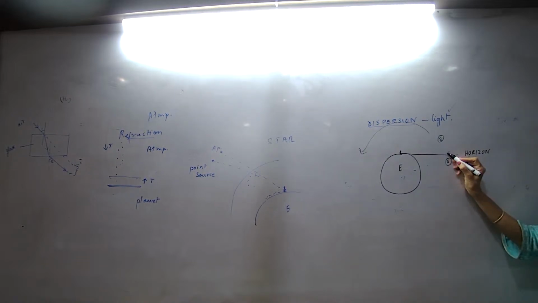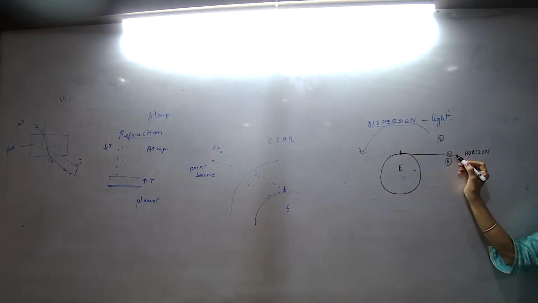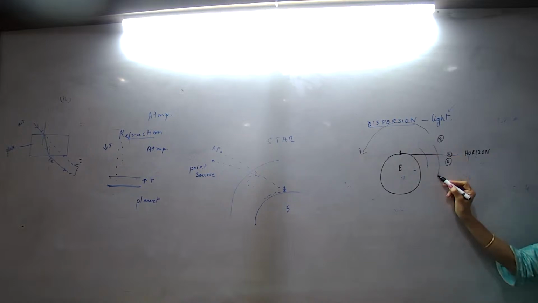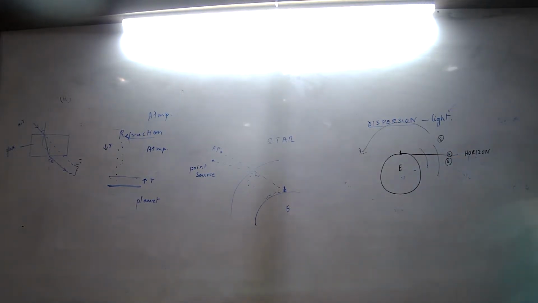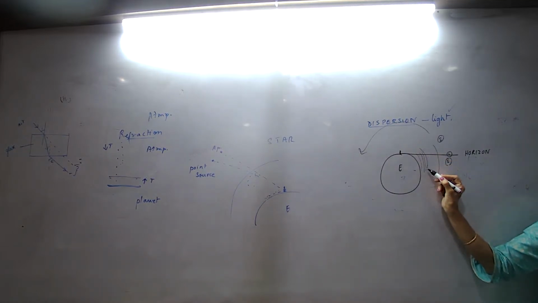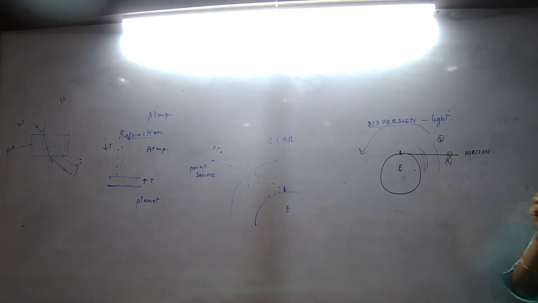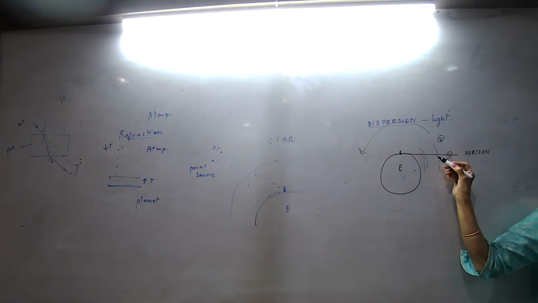When it comes near the horizon, a person here will be able to see. But actually speaking, what happens is because of the presence of the atmosphere, and just as we have spoken here, the layers of atmosphere do not have the same refractive index. These layers, which are closer to the earth, are much more denser as compared to the layers which are away from the earth. So the light which is coming from the sun keeps on bending.